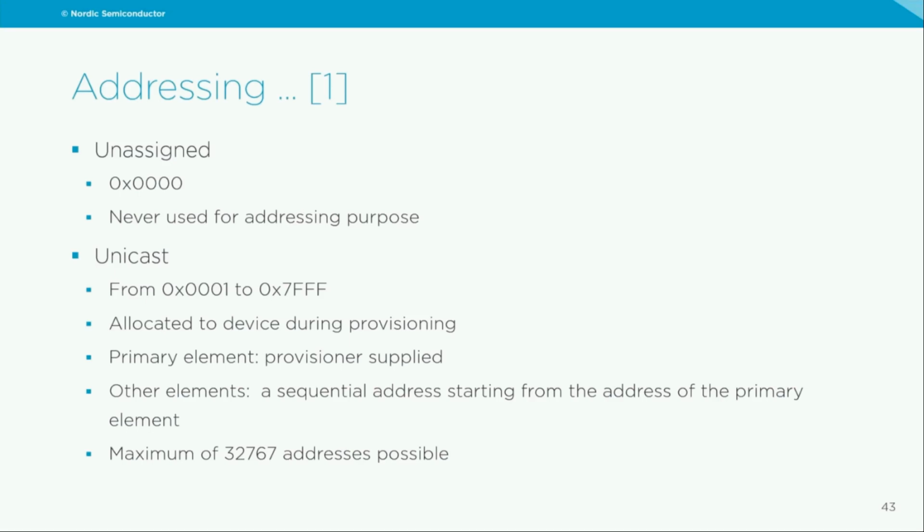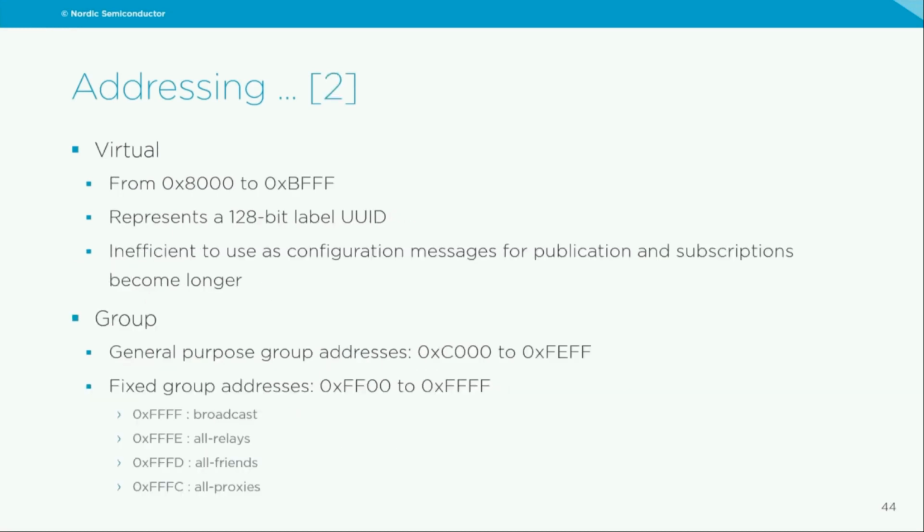Unassigned address, as the name suggests, is never used for anything. The unicast address is allocated to the device during provisioning. The provisioner only supplies the address of the primary element. For other elements, a sequential address starting from the address of the primary element is assigned automatically by the device. In a mesh network, a maximum of 32,767 addresses are possible.